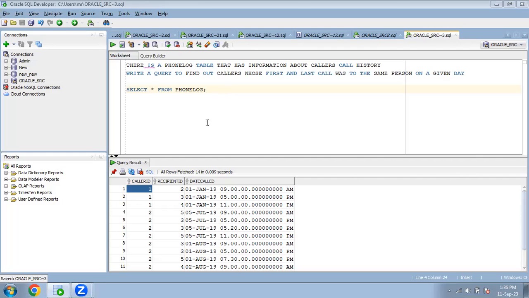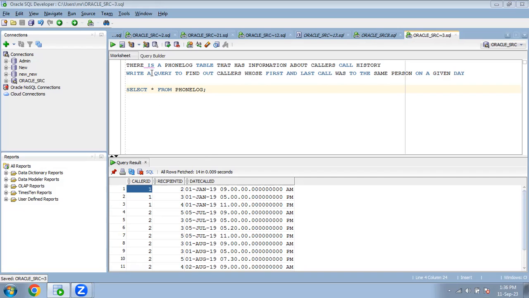Today I'm back with another very interesting SQL problem on a phone log table. There is this phone log table that has information about the caller's call history: the caller ID, the recipient ID, and the date and time of that call.